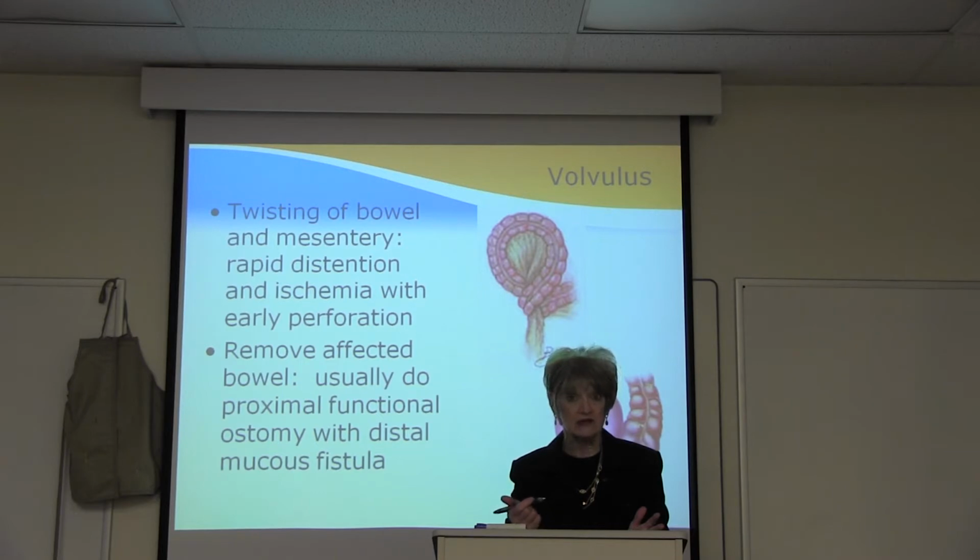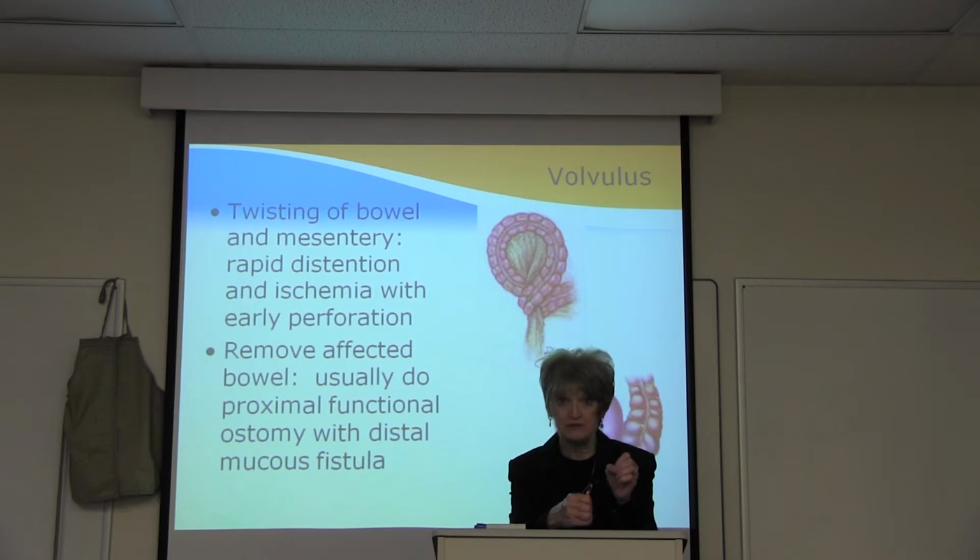So most of these children, most of these infants will end up with a proximal stoma that's functional and a distal stoma that produces only mucus. Some surgeons put the stomas right together, so you end up pouching them together. Other surgeons separate them so that you're pouching the proximal stoma and dressing the distal.